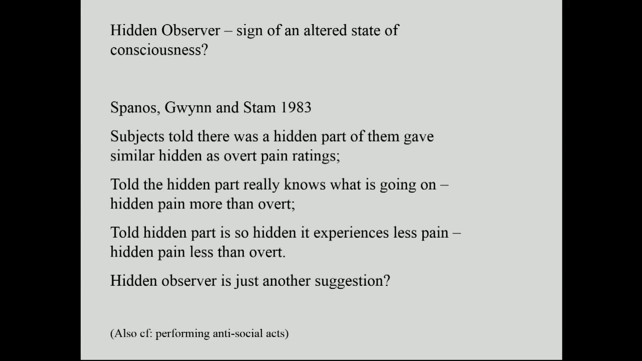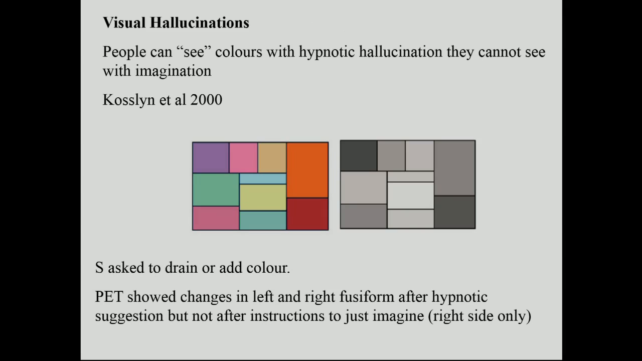Right, let's move on to other sorts of distortions of one's sense of reality or perception that can be achieved with hypnosis. So one claim by Kosslyn et al., and Kosslyn is one of the big figures in imagery research, was that people can see colours with hypnotic hallucination they could not see with imagination. That hypnosis added something you couldn't get from imagination.